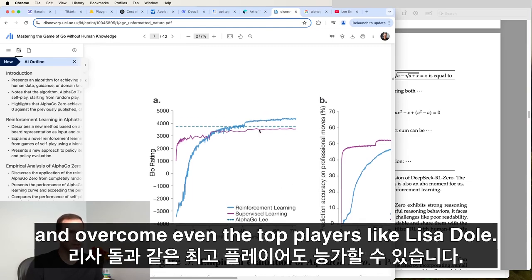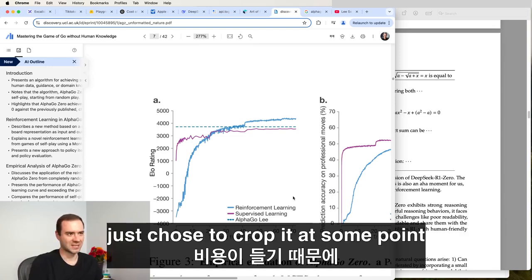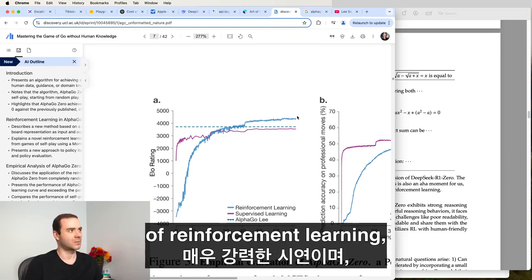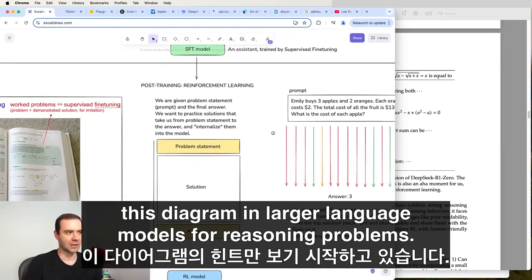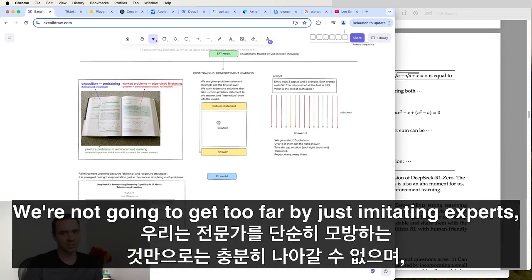And so probably they could have run this longer and they just chose to crop it at some point because this costs money. But this is a very powerful demonstration of reinforcement learning. And we're only starting to see hints of this diagram in large language models for reasoning problems. So we're not going to get too far by just imitating experts.